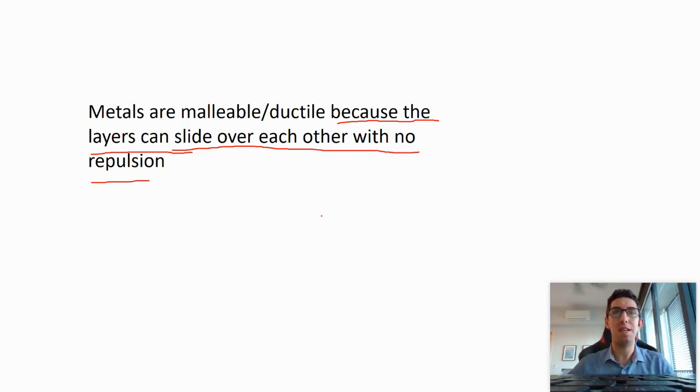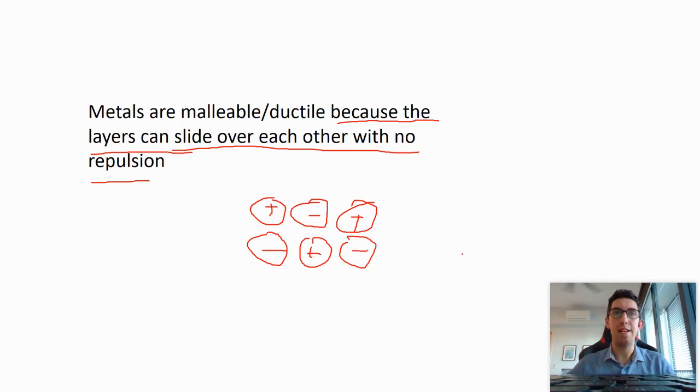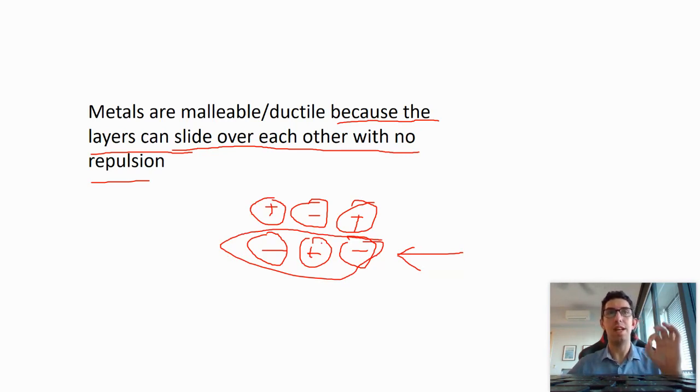This is in opposite to ionic compounds, which are brittle. For example, here is an ionic lattice. Positive, negative, positive, negative. If I move one of these layers, say this layer here moves one ion to the left, suddenly we've got negative ions next to negative ions, positive ions next to positive ions.